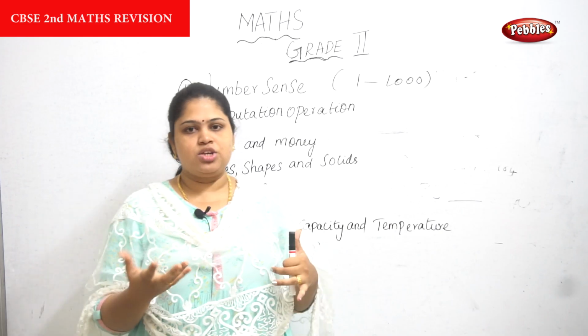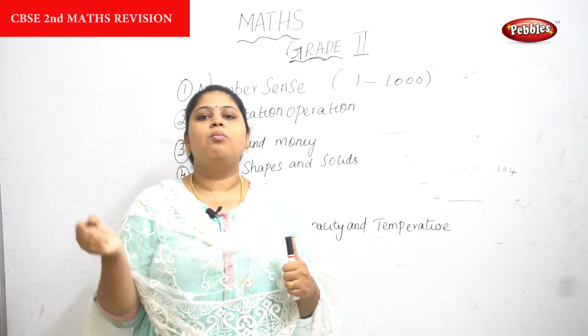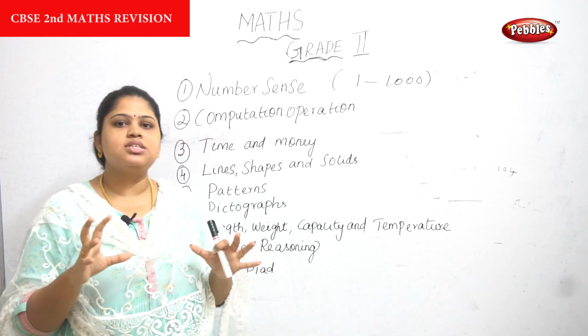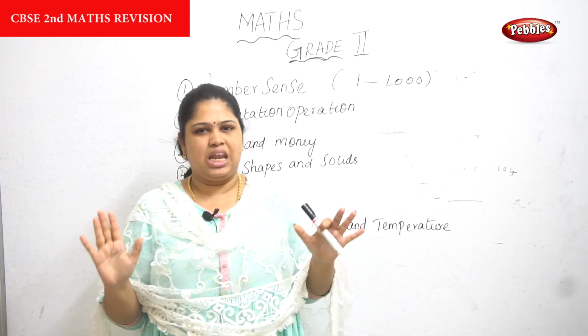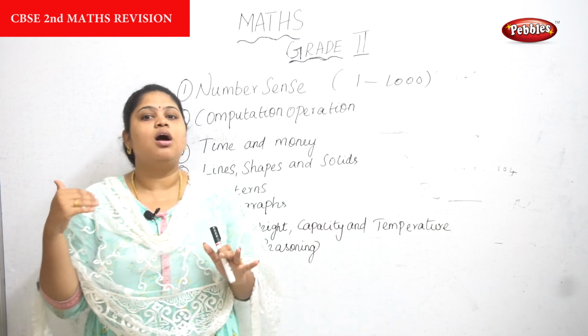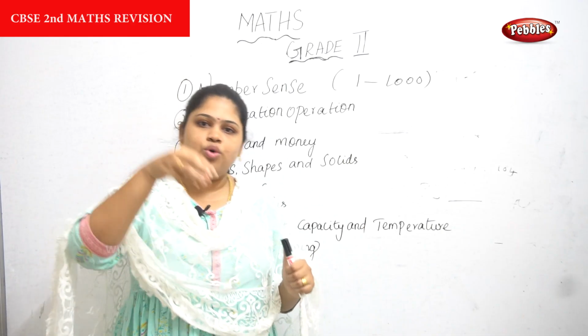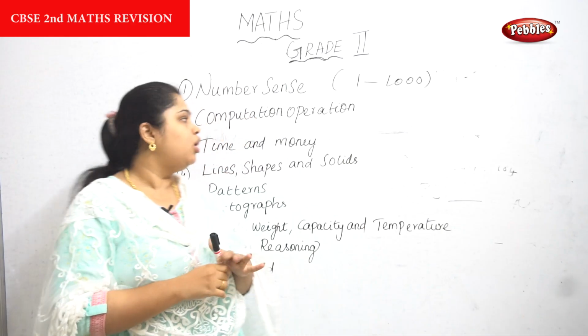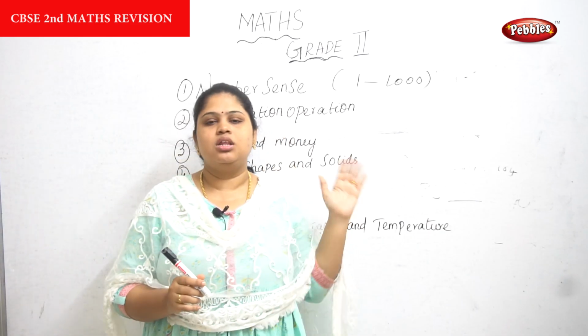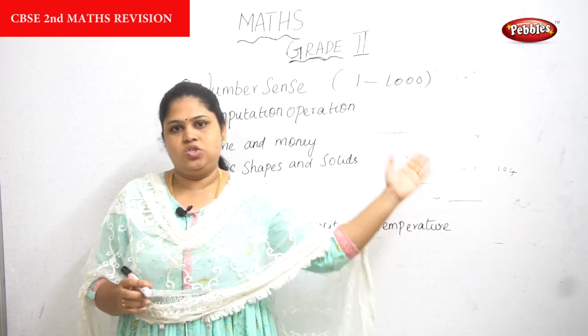So computation operation is a heading which helps us to work more on the numbers. Number sense introduces the numbers alone, from 1 to 1000. Whereas computation operation allows us to work inside the numbers. So what work have we done in the numbers? For example, identifying the greatest of the numbers.